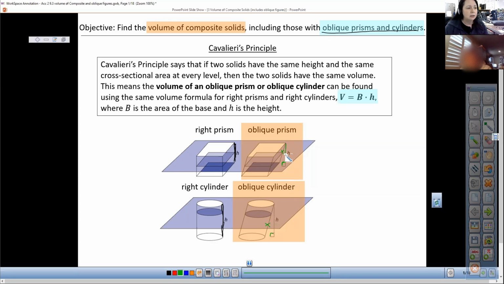So our height in an oblique situation, we have to look for those right angles to get the correct height measurement. And it's especially important in case they've given us both. Like if we have a number 12 here and a number 11 here, which one is our height? We have to know that the 11 would be our height because that's the one with the right angle.